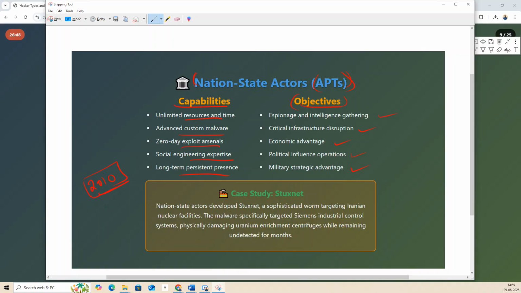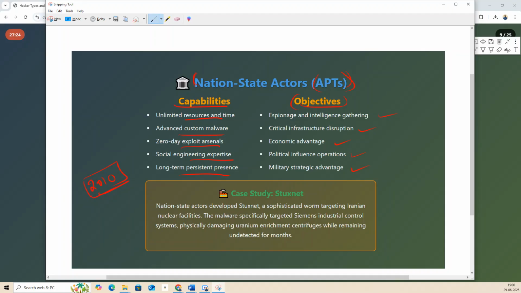Stuxnet specifically targeted Siemens industrial control systems used in Iran's nuclear facilities. The malware was so sophisticated that it could identify the exact model of centrifuges being used for uranium enrichment. It would then alter the speed of these centrifuges, causing them to tear themselves apart while reporting normal operations to monitoring systems. Right? That's dangerous.